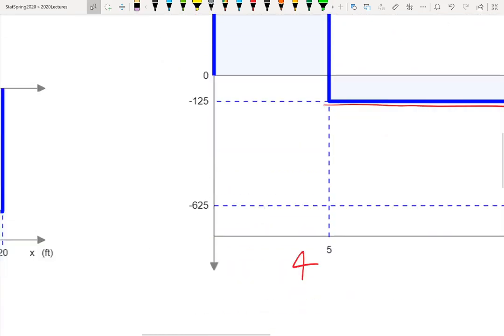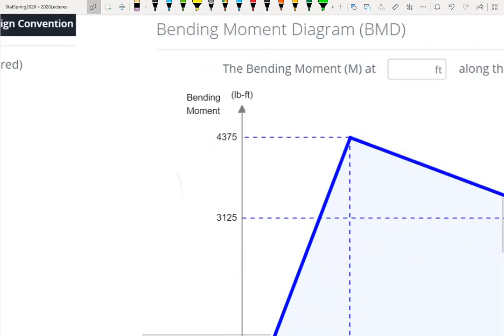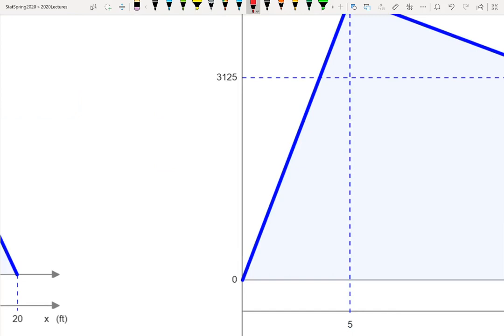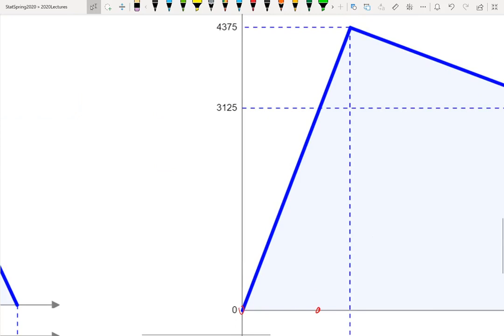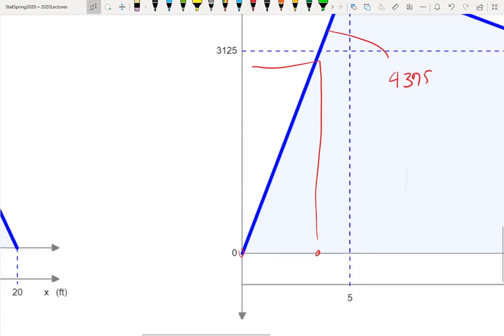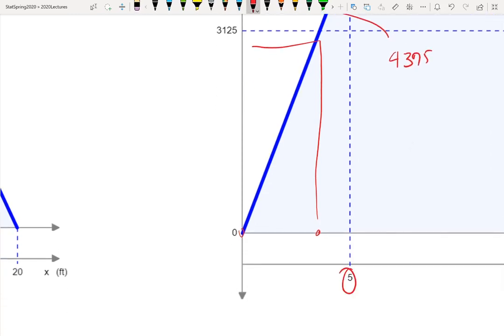Let's go look down. Find our moment diagram. Moment starts at 0. What does it end up at? 4. Then we're just going to look at this as a straight line, and we want to find the value I end up at. Rise over run of this curve. Rise of 4375 over the run of 5.